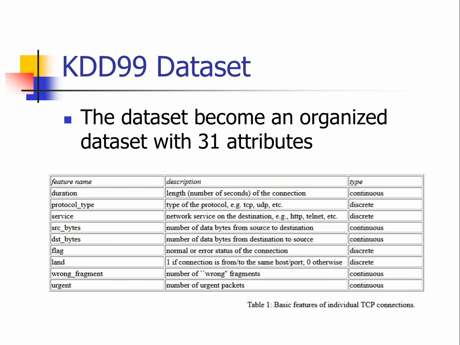This is the first table, the first set of attributes, including 9 different attributes, talking about the duration, how long the connection was, protocol type, whether it is TCP, UDP, etc., what kind of service, the number of data bytes from source to destination, and the number of data bytes from destination to source. So it's like upload and download, that kind of idea. There are some flags, then wrong fragment, urgent, these kinds of things.